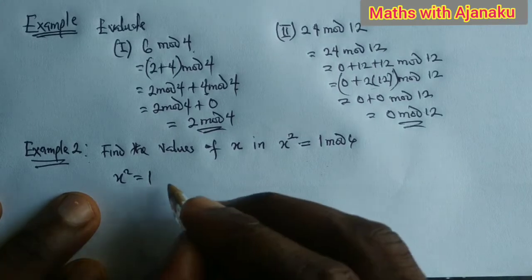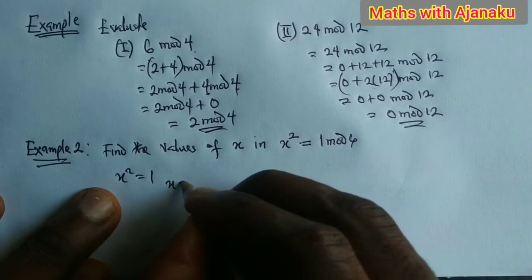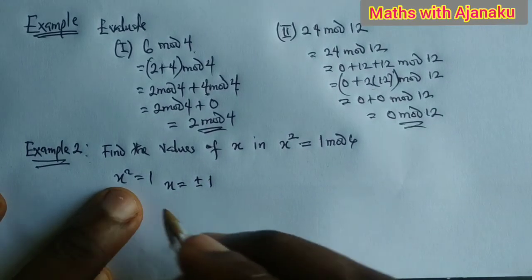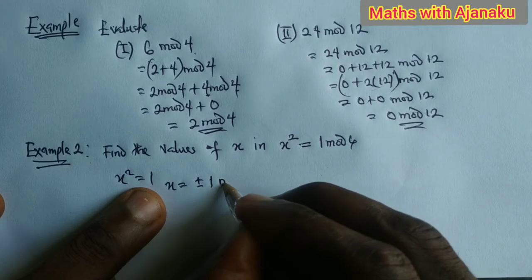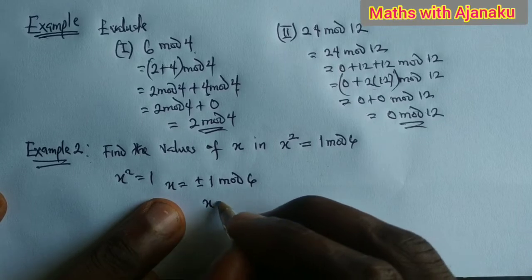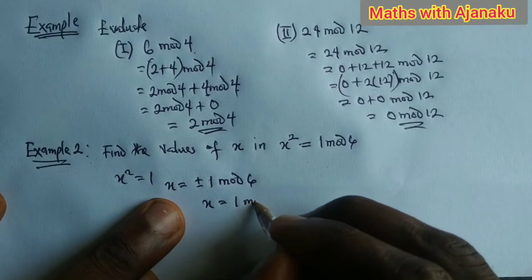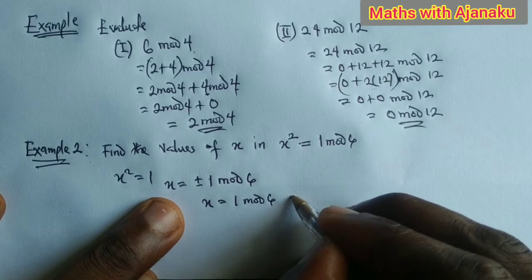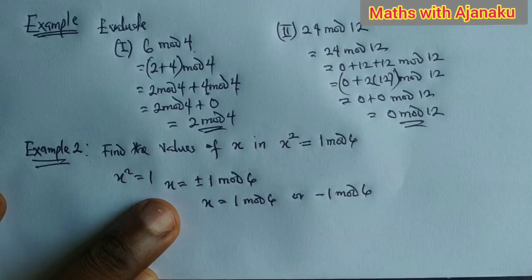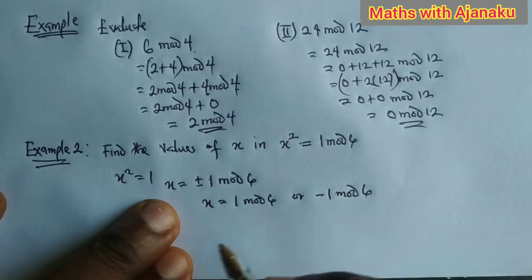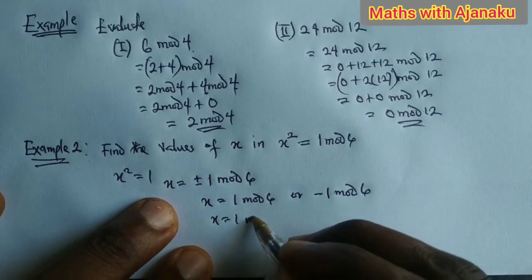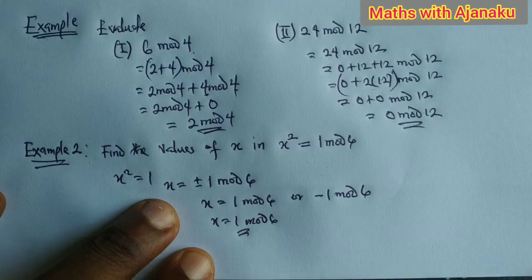And of course, if we evaluate x here, x will be equal to plus or minus 1. Which means we are having x equal to plus or minus 1 modulo 6. So this means that my x is equal to 1 modulo 6 or minus 1 modulo 6. Of course, we can have 1 modulo 6 in the modular system of 6. This is correct, but this is a problem.